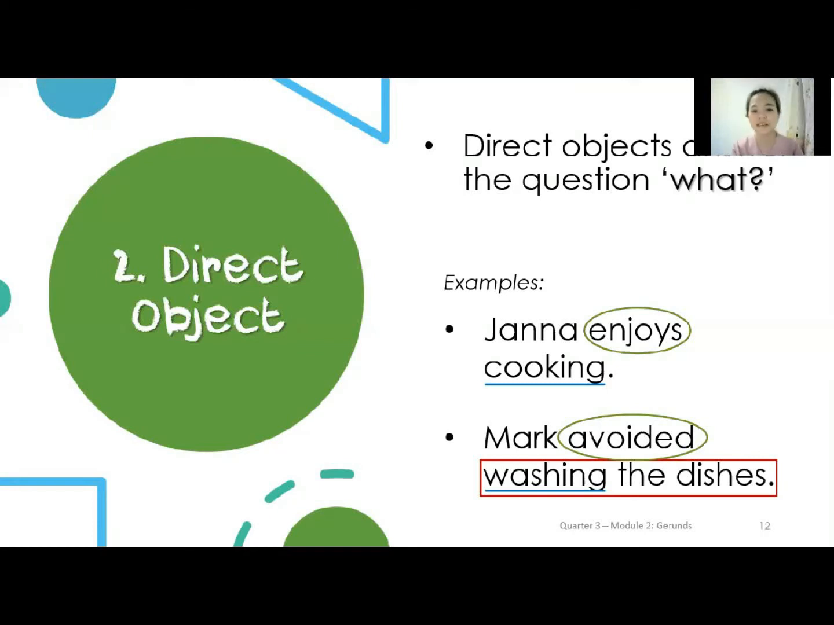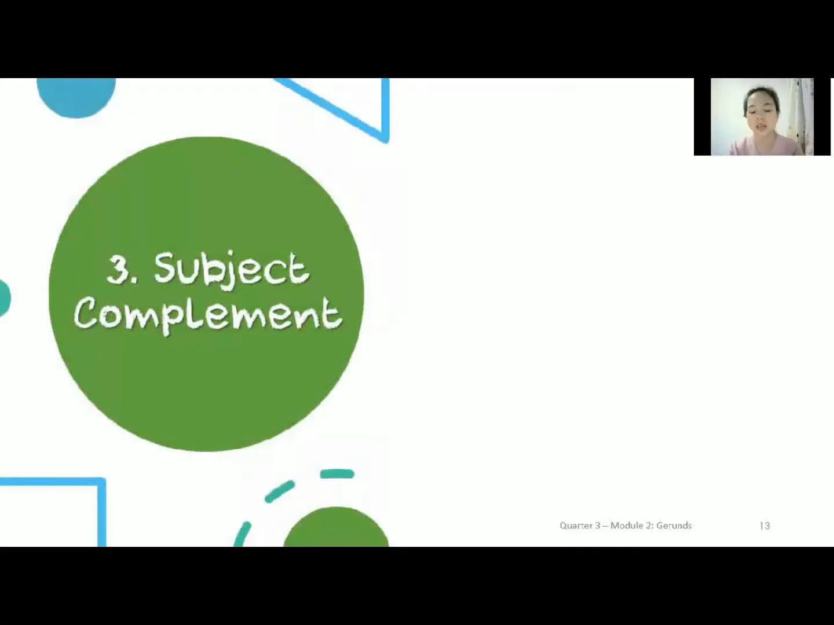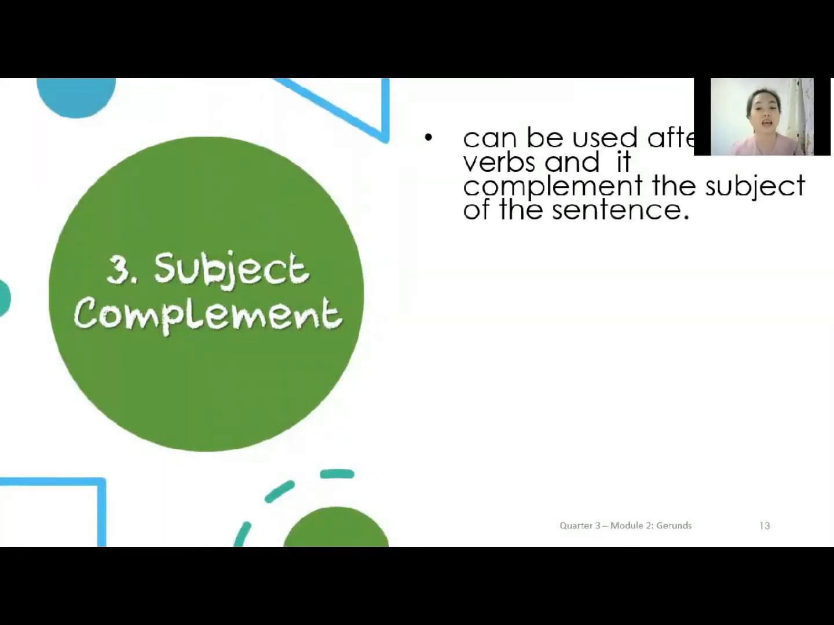Let's now have the number three function. The third function is the subject complement. In subject complement, it can be used after linking verbs, and it complements the subject of the sentence. Before we proceed to our examples, let's first identify the linking verbs. Can you identify what the linking verbs are? All right, the linking verbs are am, is, are, was, and were. Those five are our linking verbs. Again, they are am, is, are, was, and were.